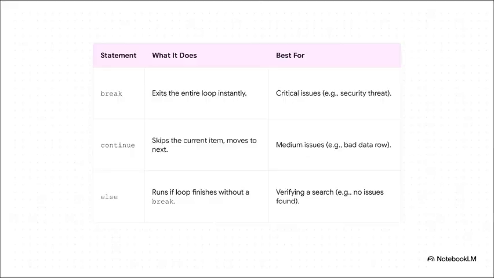This table lays it out perfectly. You use break for the really serious stuff. You're scanning files for a virus, you find one, boom, you break. You continue for minor problems, like a single bad row in a huge data file. Just skip it and move on.